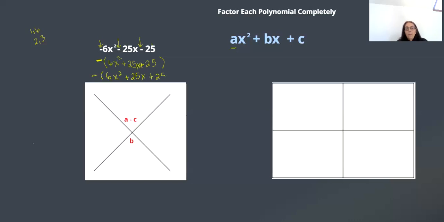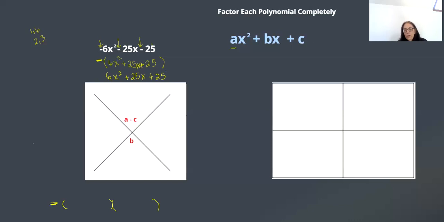Now, our final answer will have this negative on the outside. So I'm going to just write it down here. We'll write our final answer down here. Then we'll have 2 sets of parentheses. So now that I've got that negative on the outside, I won't forget about it. I'm going to remove it from here. So we're working with 6x squared plus 25x plus 25.